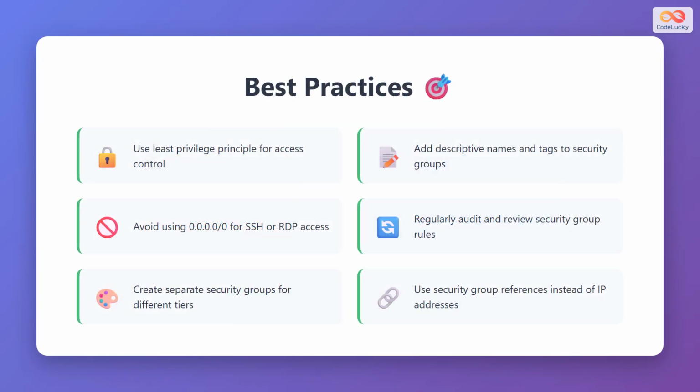Follow these best practices when working with security groups. Use the least privilege principle, granting only the minimum access required. Add descriptive names and tags to help identify and manage your security groups. Avoid using 0.0.0.0/0 for SSH or RDP access, as this opens your instance to the entire internet. Regularly audit and review your security group rules to ensure they remain appropriate. Create separate security groups for different application tiers, such as web, application, and database layers. Finally, use security group references instead of IP addresses whenever possible for more flexible and maintainable configurations.